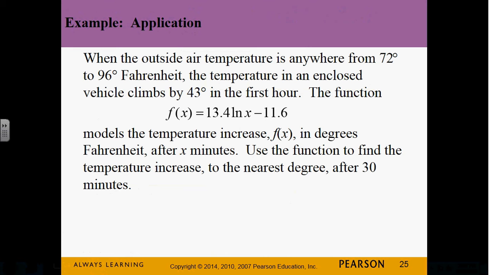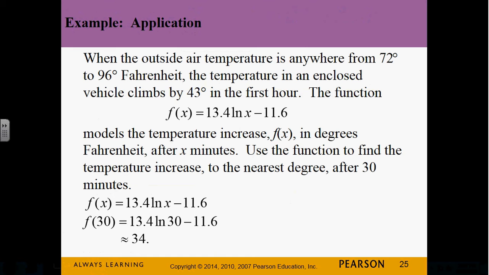degree after 30 minutes. So since x represents the number of minutes, what we're looking for is f of 30, right? So we start with f of x, and we change it to f of 30, and just plug in x equals 30. So 13.4 times the natural log of 30 minus 11.6. Once again, it's just calculator work. Just plug it in, you get an answer. You round it to the nearest whole degree, you get 34 degrees.